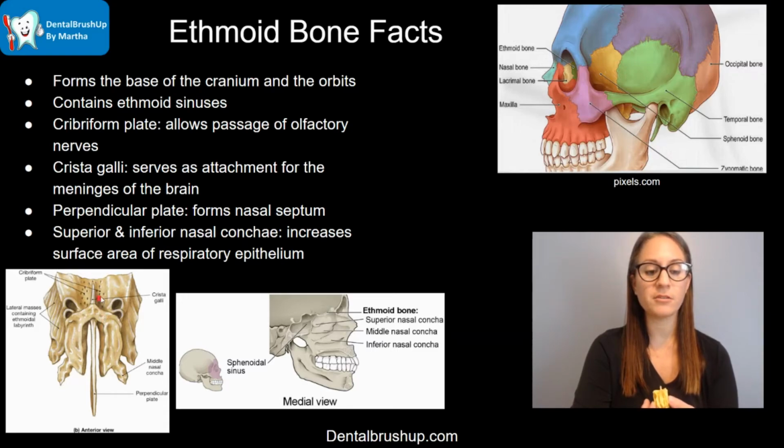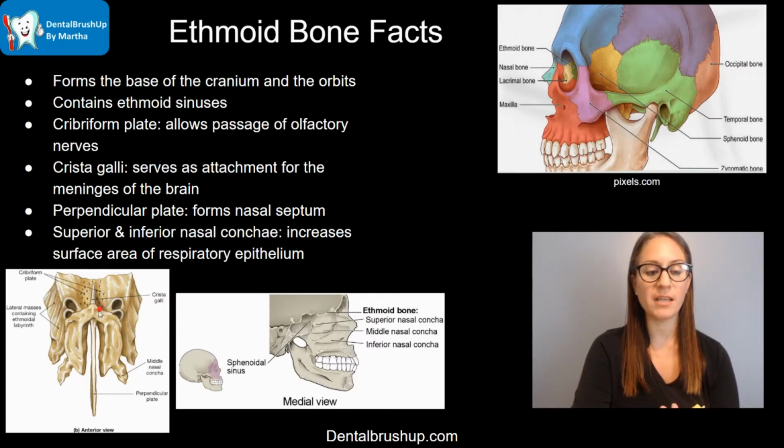And if you take a closer look down here, you see these little perforations. Those are known as the cribriform plate. And those allow for passage of the olfactory nerves, which are the nerves that are responsible for your sense of smell. So now it also has this little bony projection here known as the crista galli, and that serves as an attachment for the meninges of the brain.